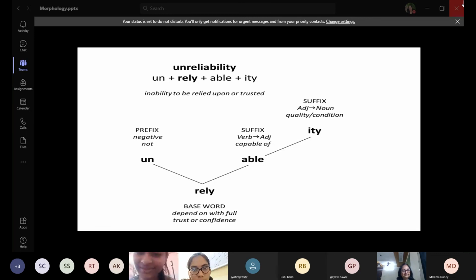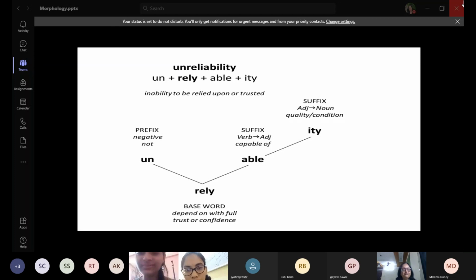Think of words from able. Capable, capability. Yes. Right? Now is it clear? Any other doubt? No, ma'am. Okay then, so we close here.